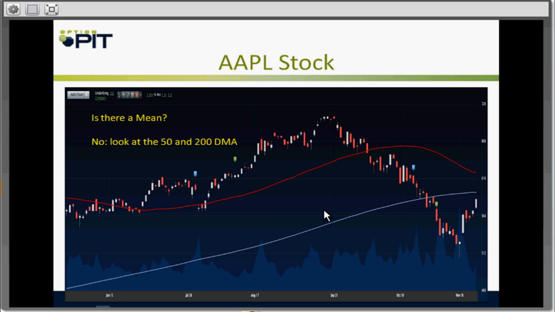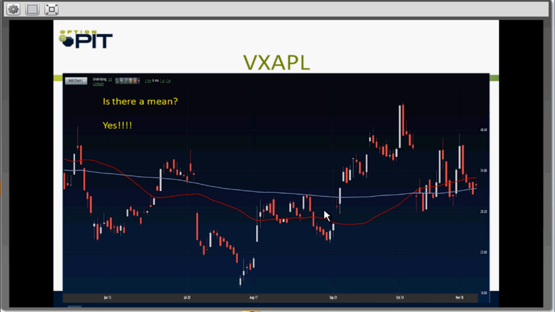Now I'm going to pull up VXAPL. The reason why I use VXAPL is I have some fancy schmancy software that I use called LiveVol Execution and LiveVol Pro. It's actually free and cheap to trade with, LiveVol Execution. LiveVol Pro you have to pay for. But VXAPL is the VIX of Apple and is readily available.